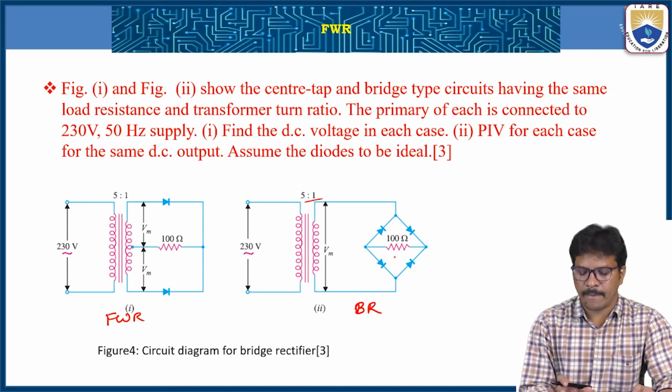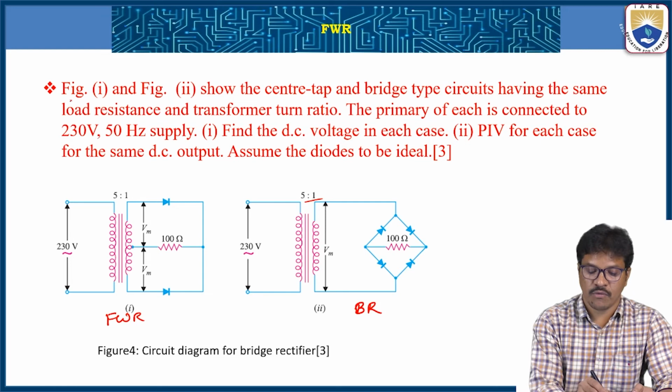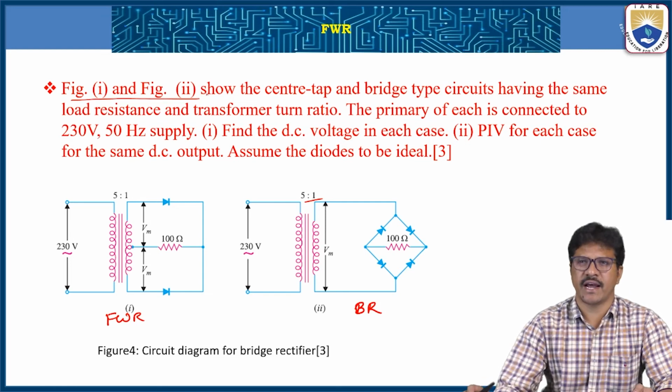So we compare the full wave center tapped rectifier and the bridge rectifier. Figures 1 and 2 show the center tapped and bridge rectifier circuits having the same load resistance and transformer turns ratio. The primary of each is connected to 230 volt, 50 hertz. Find the DC voltage in each case, full wave and bridge.